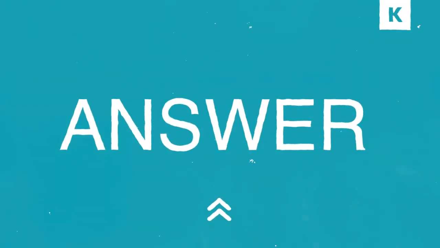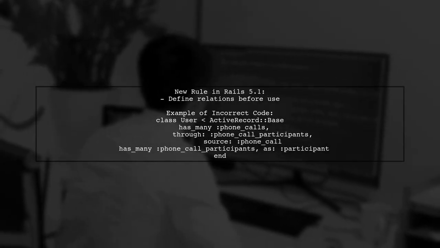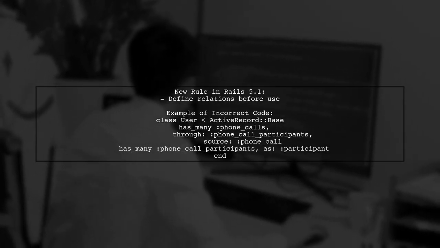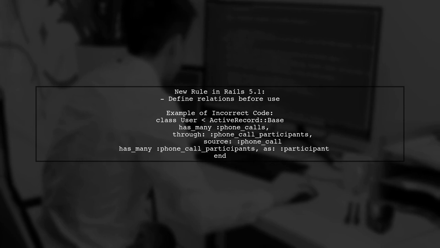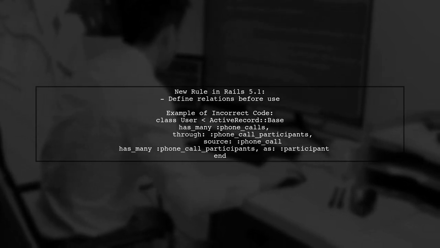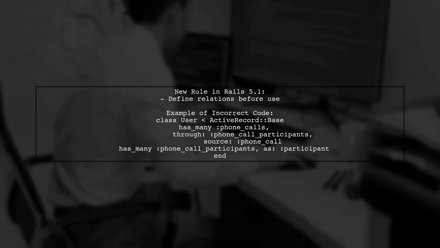Let's now look at another user-suggested answer. In Rails 5.1, a new rule requires that a relation must be defined before it can be used. This means that if you want to use a relation like has-many through another relation, you need to declare the intermediary relation first.